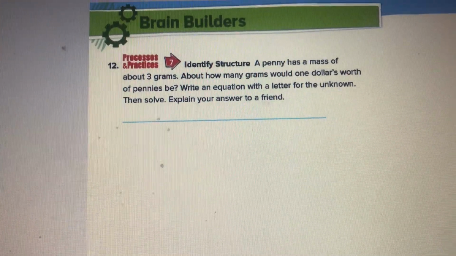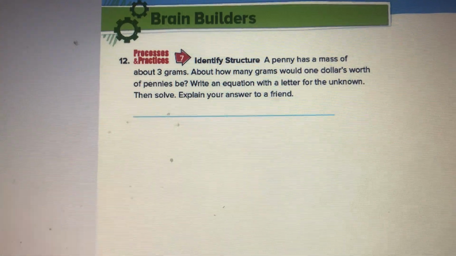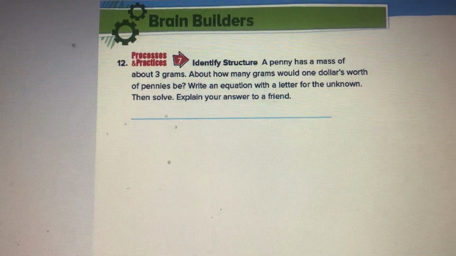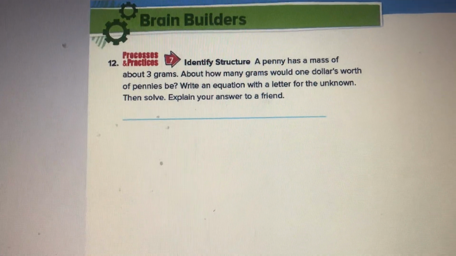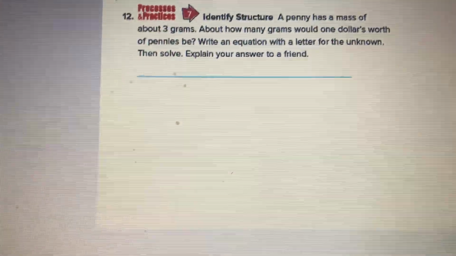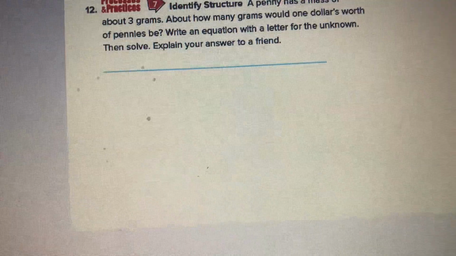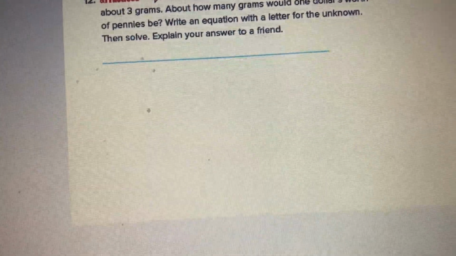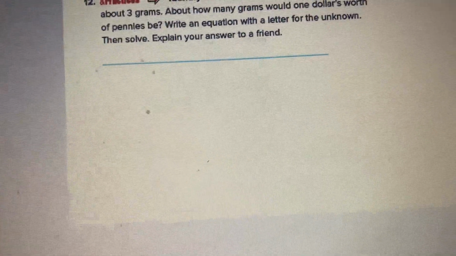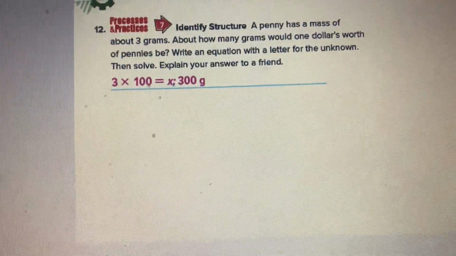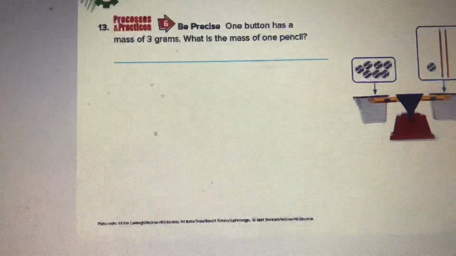A penny has a mass of about 3 grams. About how many grams would $1 worth of pennies be? Write an equation with a letter for the unknown, then solve. Okay, think about this one. How many pennies are in a dollar? Okay, 100, right? So 3 times 100 equals, we'll just say X. Okay, so how many grams would that be? Hopefully you came up with an answer of 300 grams, okay?